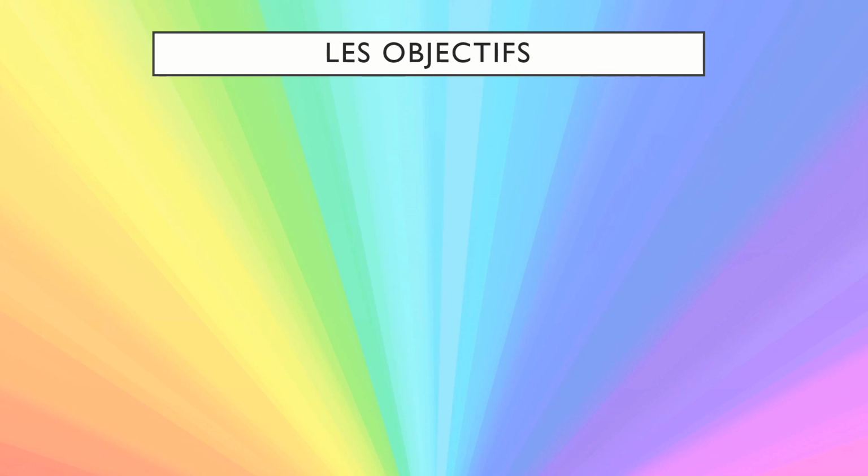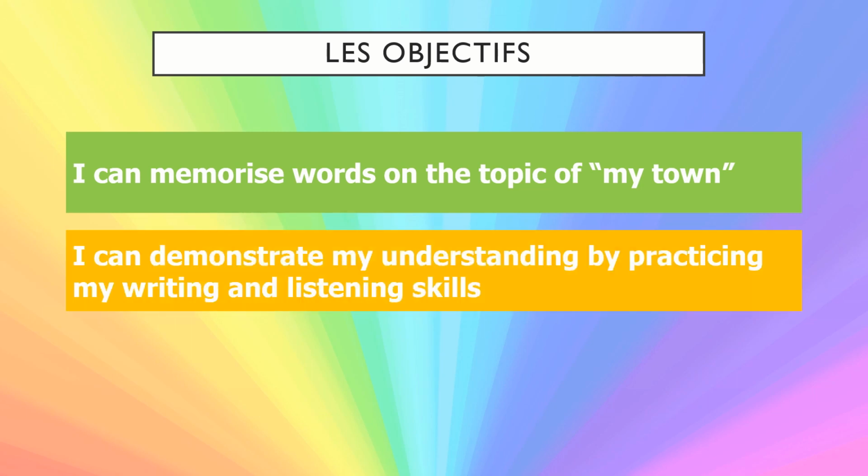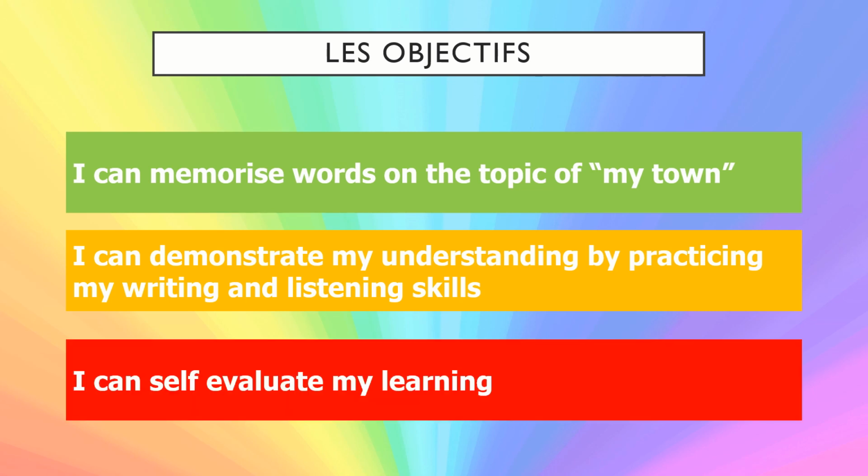Let's have a look at les objectifs. Success criteria 1 is I can memorize words on the topic of my town. Why? Because this is the main topic that we're going to have for our assessment next week. So first, we're going to memorize words. Second success criteria is I can demonstrate my understanding by practicing my writing and listening skills. Third success criteria is I can self-evaluate my learning. All of this is going to be done on Quizlet. Let's see how it's done on Quizlet now.